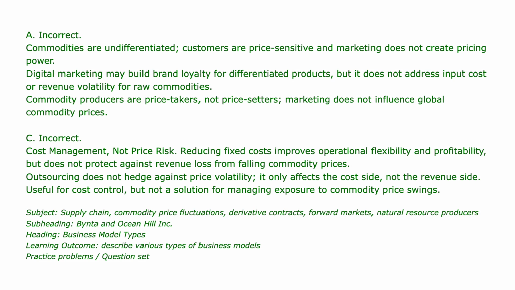A. Incorrect. Digital marketing cannot influence commodity prices or address input, cost, and revenue volatility for raw commodities. C. Incorrect. Reducing fixed costs improves profitability but doesn't protect against revenue loss from falling commodity prices. Outsourcing affects costs, not revenue, and doesn't manage commodity price exposure.